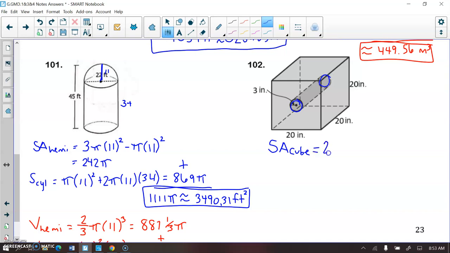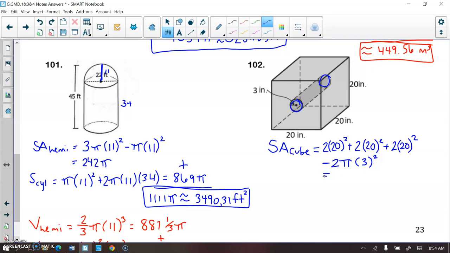So if I do 20 cubed, sorry, not 20 cubed. If I do 2 times 20 squared plus 2 times 20 squared plus 2 times 20 squared, then I would need to subtract. I have 2 circles, so 2 pi, and the radius of those circles is 3, so 3 squared.